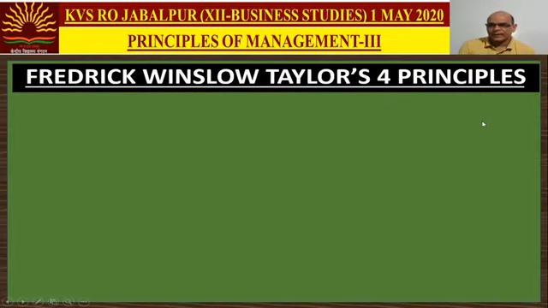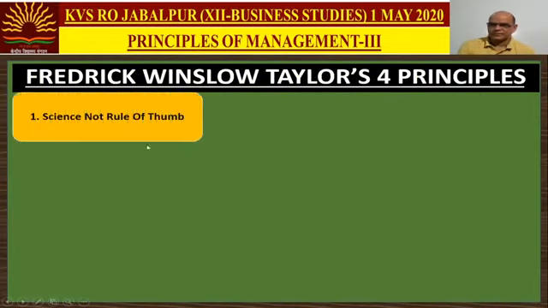Frederick Winslow Taylor propounded 4 principles. First was science, not rule of thumb. This principle says that there can be only a perfect way of doing things, and that perfect way should not be invented merely by trial and error approach. Rather, there should be a scientific way of developing that method.